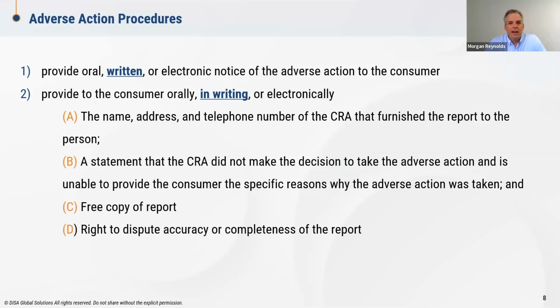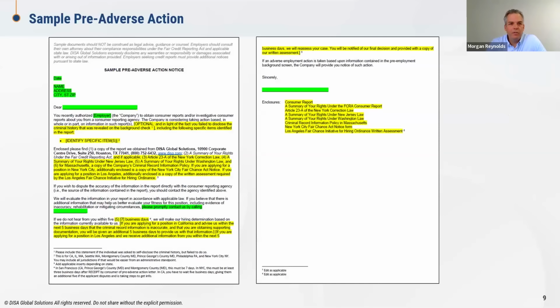The next slide I'm going to show you is going to give you a sample pre-adverse. But as we talked about earlier, the disclosure and authorization, if you want to link to that previous webinar, we will provide that. Also, if you'd like DISA sample forms, which you can adopt as your own, we can provide those. These are screenshots of our sample forms that we're going to go through. So there it is. That's a sample form that we have. And this is the sample pre-adverse action.